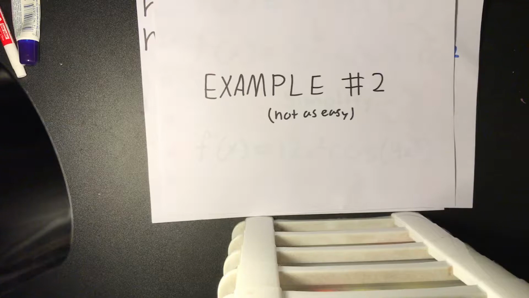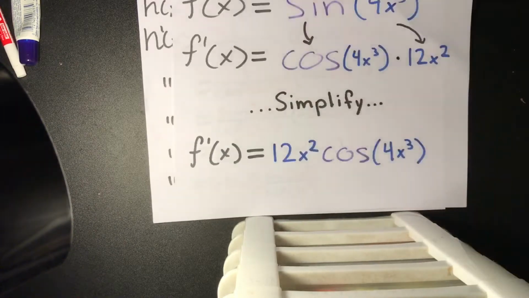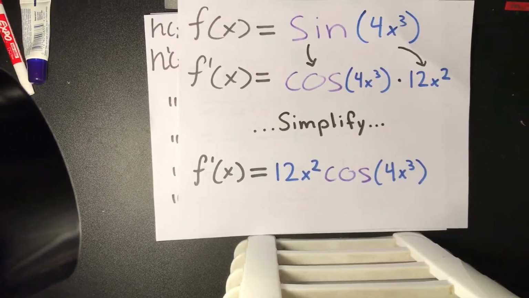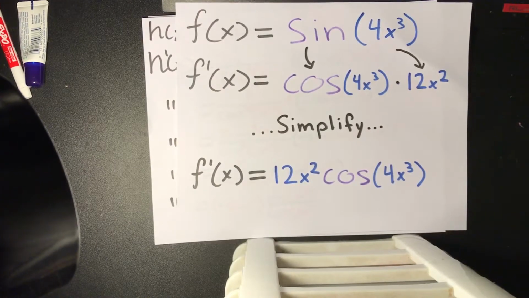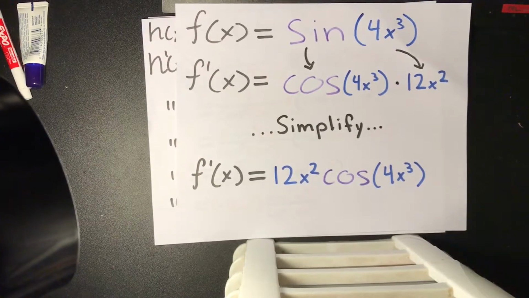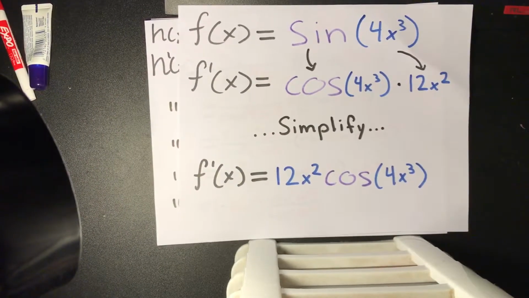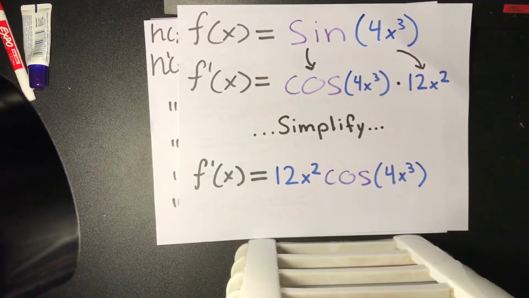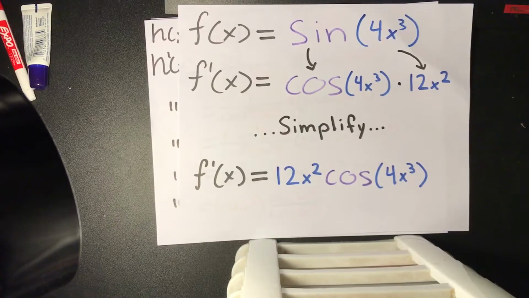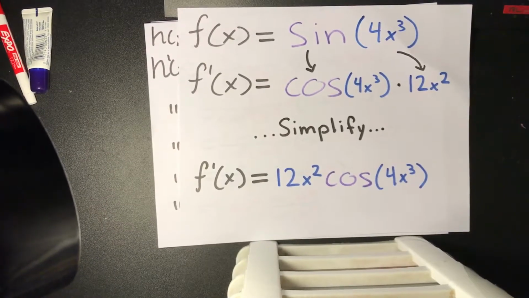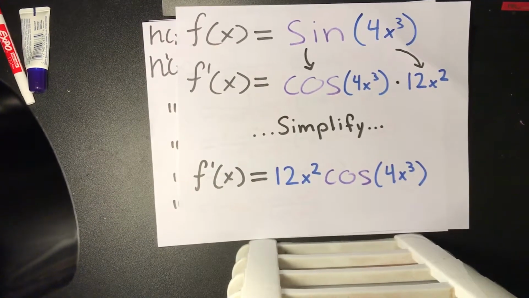Example number 2, not as easy. Although this example is still pretty easy, we're only adding so much. Our function is sine of 4x cubed. Since the derivative of sine is cosine, we bring that down and multiply that by 4x cubed. The derivative of 4x cubed is 12x squared. So after simplifying, we get 12x squared cosine 4x cubed.